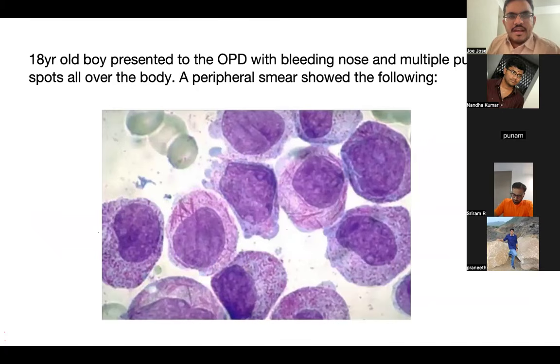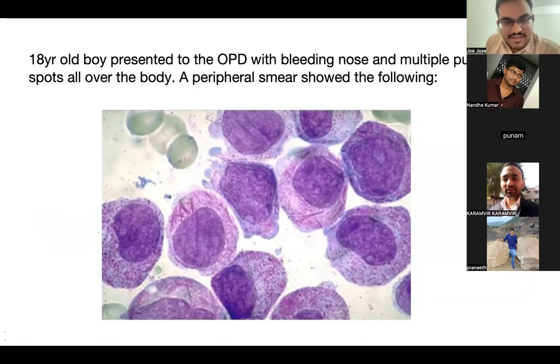Okay, so the next question. An 18-year-old boy presented to the OPD with bleeding nose and multiple spots all over the body. A peripheral smear showed the following. Okay, Dr. Karamveer, can you tell me what this could be?